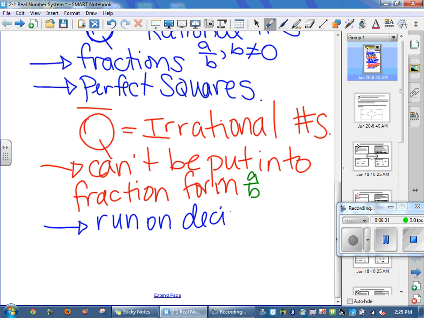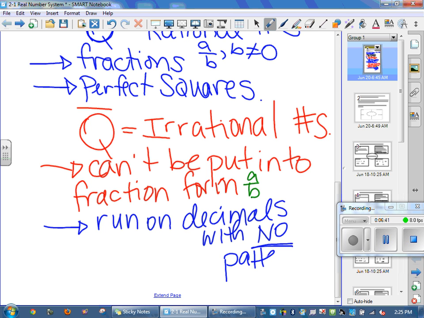Okay, run-on decimals with no pattern. Now, where do we find other decimals that have patterns, repeating decimals and ending decimals, terminating decimals? The other decimals go up here in the rationals. So the other decimals go up here with those fractions. I can also have decimals up there.